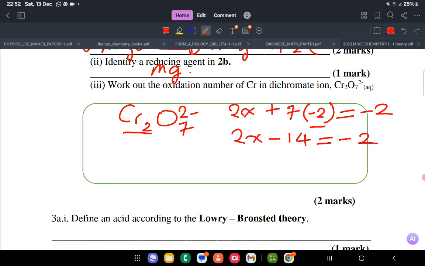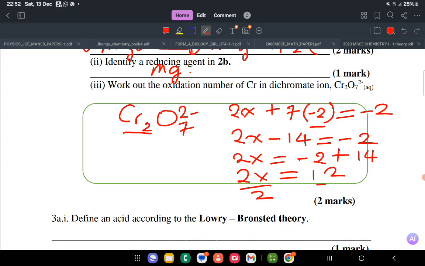All right, so 2x must be equal to minus 2 plus 14, which is 12. So 2x is equal to 12. Divide both sides by 2. So x is equal to 6, but it has to be plus 6. So in this case, the oxidation number on the chromium is positive 6.